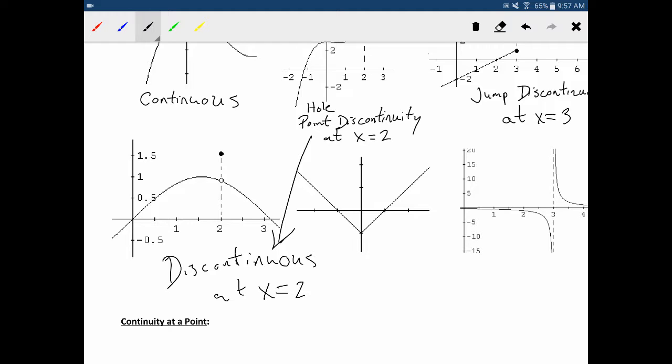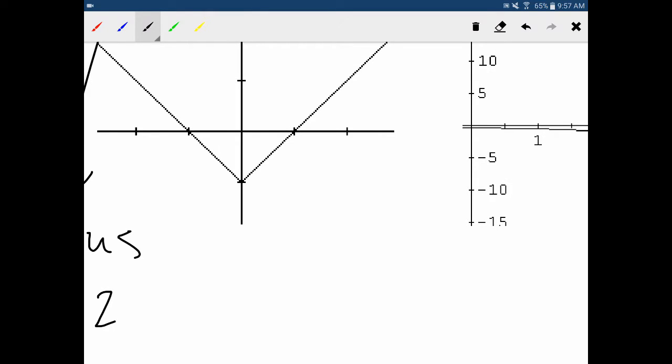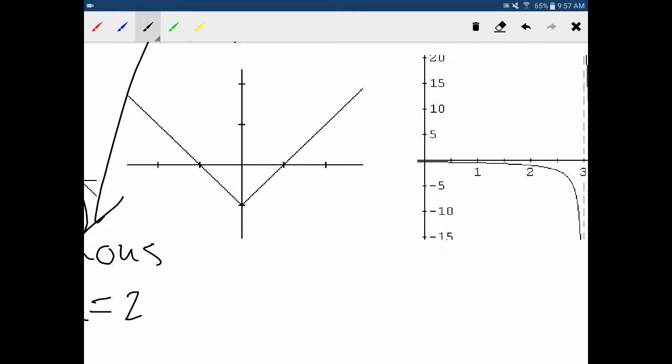So our next one here, we've got an absolute value function here. Now this is one that sometimes people will confuse with a discontinuous function, because it's got this point here. But just because it comes to a point like that doesn't actually make it discontinuous. The graph doesn't have any sort of break or anything like that. So this actually is continuous.